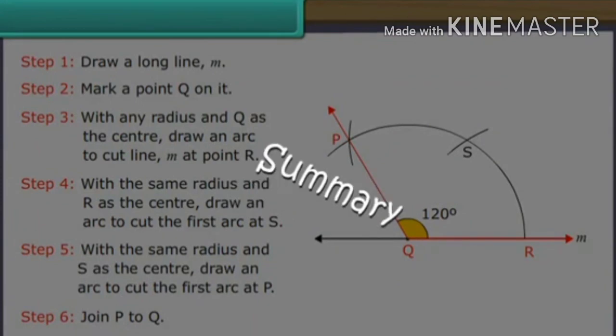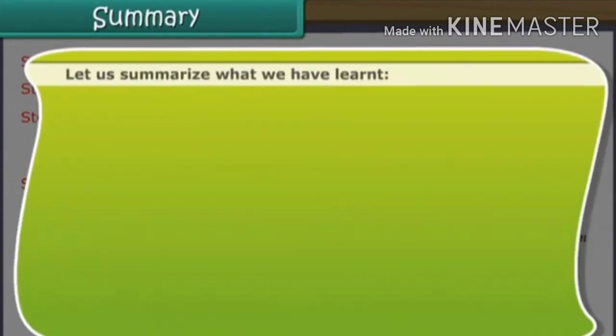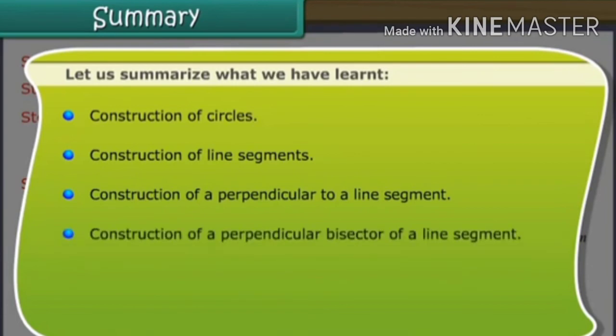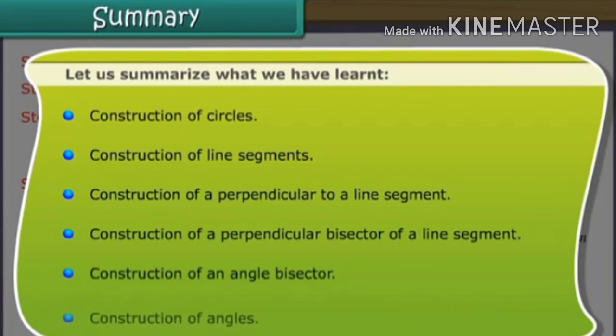Summary. Let us summarize what we have learnt. Construction of circles. Construction of line segments. Construction of a perpendicular to a line segment. Construction of a perpendicular bisector of a line segment. Construction of an angle bisector. Construction of angle.